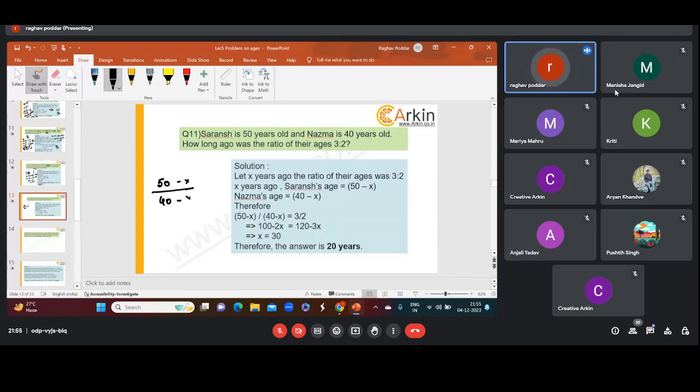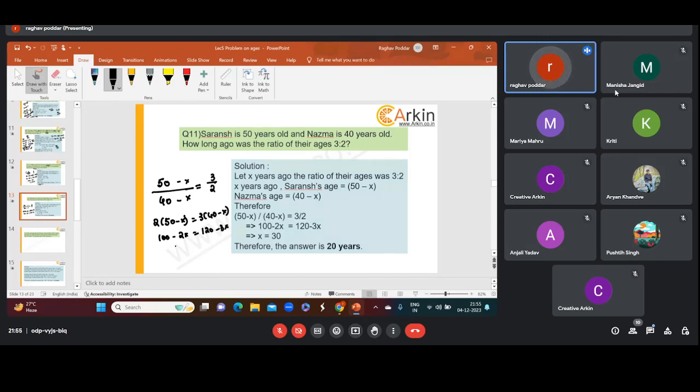Obviously, what I will subtract from Saransh, I will subtract the exact same from Nazma's age as well. The ratio becomes 3 upon 2. Now I cross multiply: 2 into (50 minus x) is equal to 3 into (40 minus x), that is equal to 100 minus 2x is equal to 120 minus 3x.